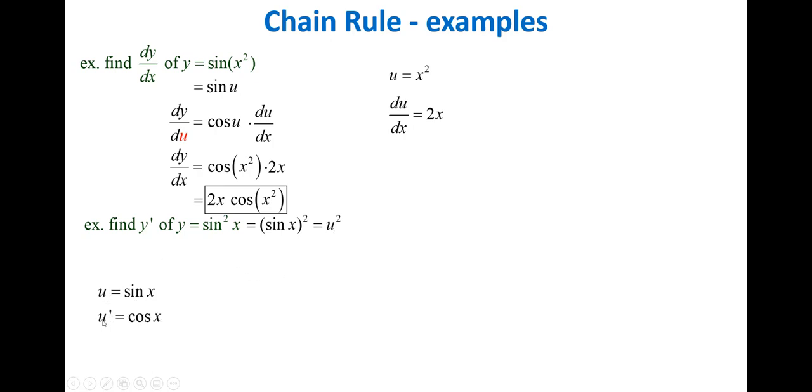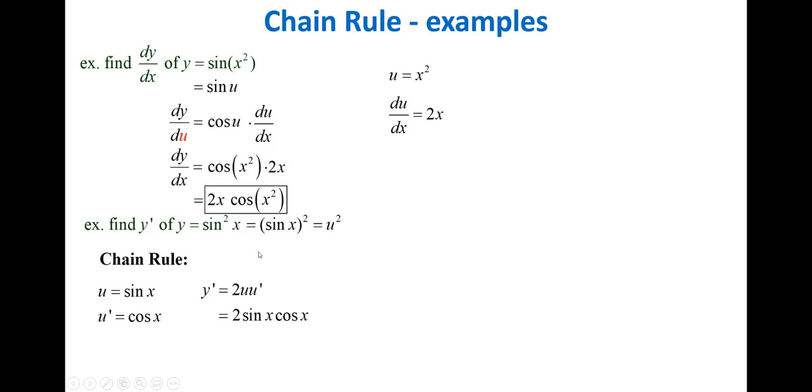Take the derivative of u, u prime will be cosine of x. Then y prime will be, I'm taking the derivative of the outer function, so u squared will become 2u. So y prime will be 2u u prime, derivative of the outer function times the derivative of the inner function. Now I'm ready to plug back in. This will become 2 times sine of x for u, and then u prime cosine x, 2 sine x cosine x. Right? So I did this using chain rule.